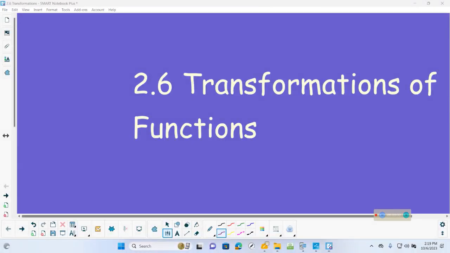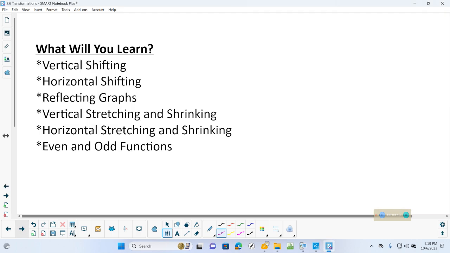Okay guys, today we're working on 2.6, transformation of functions. Of course, a lot of this you can do on your graphing calculators, but it's nice to be able to look at the equation and graph the parent function and use that to generate some other graphs. We're going to take a look at vertical shifting, moving the graphs up and down, horizontal, left and right, reflection, flipping them over the x or y axis, stretching or shrinking, and then of course, even and odd.